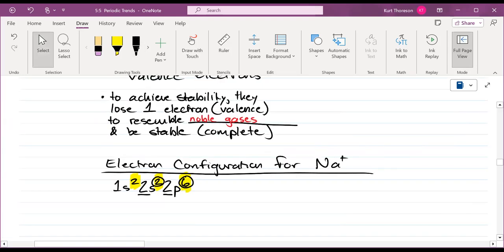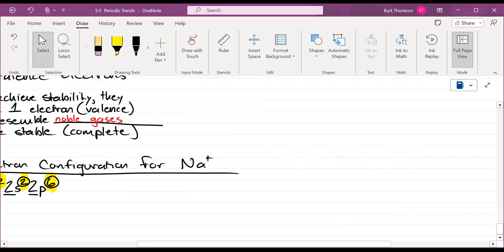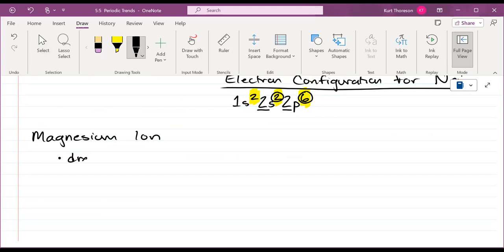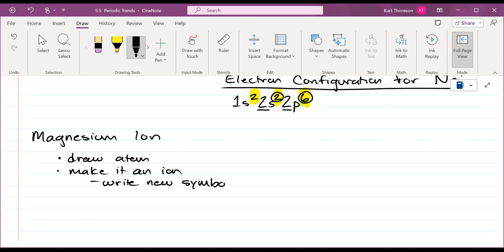I think that you could do a lot of practice here. So let's do another practice problem. I want you to do a magnesium ion. See if you can figure it out. Here's what I'd like you to do. Draw the atom. Make it an ion. That includes writing the new symbol, and that includes the charge. And then do the electron configuration. I'll give you about 3 minutes.